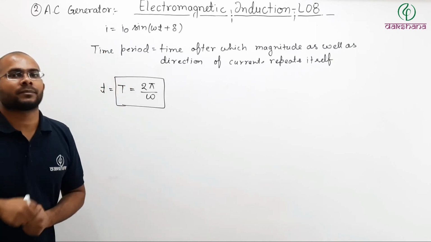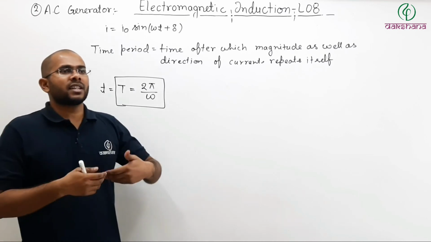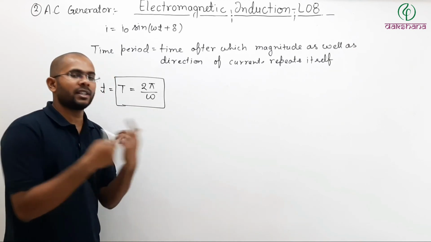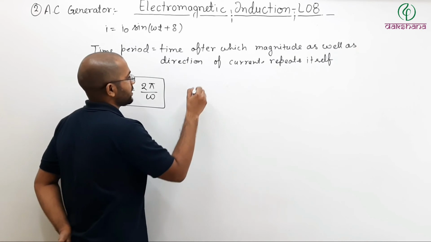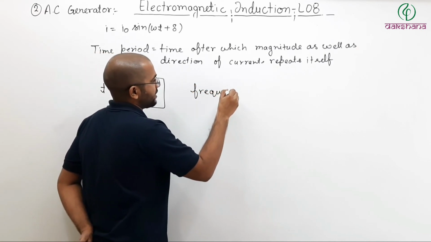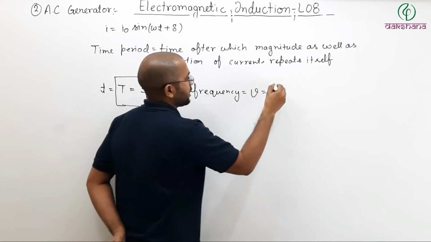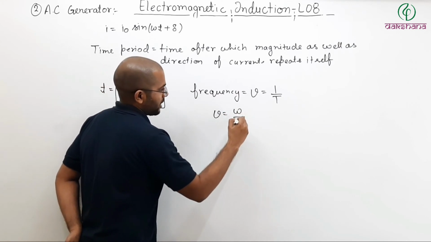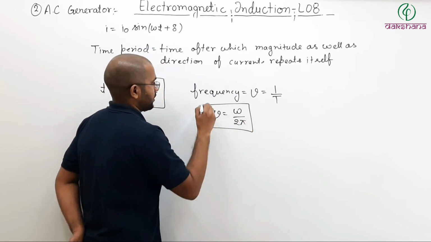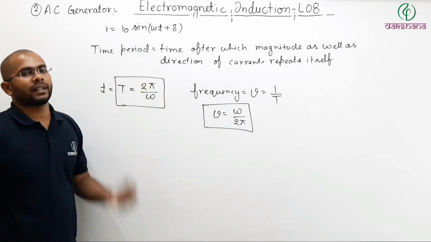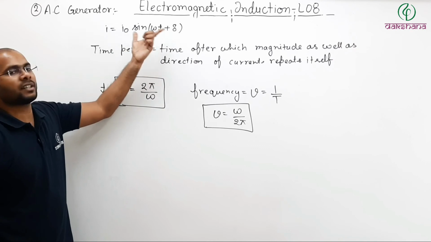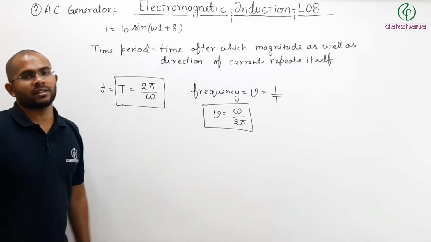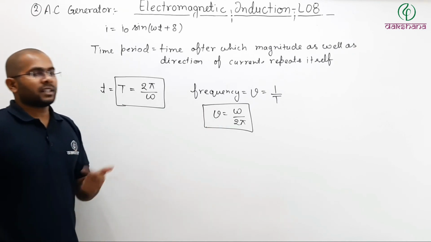Now what about frequency? What is frequency? Frequency is nothing but 1 by time period, meaning how many times it repeats in one second. So frequency, mu, equals 1 by time period, so mu equals omega by 2 pi. That is the frequency of your alternating current. So if the alternating current equation is written, by finding the omega, you can know the time period, you can know the frequency values. Now, there is another thing.